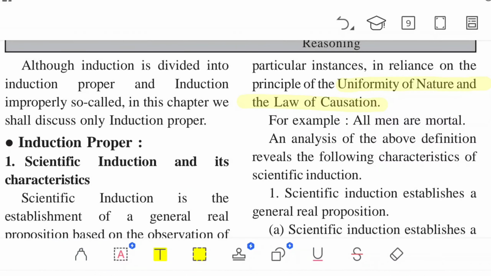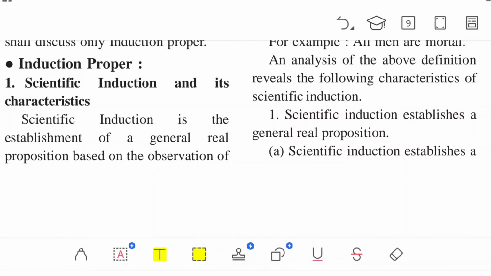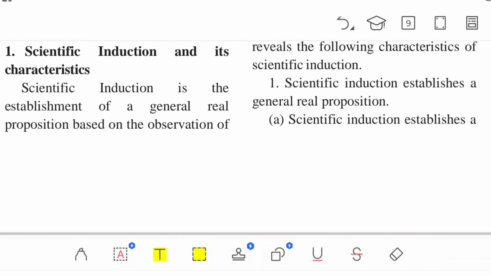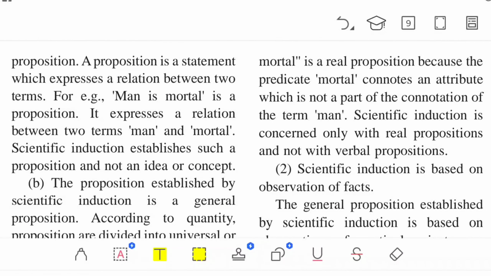Now let's see an example: all men are mortal. An analysis of the above definition reveals the following characteristics of scientific induction. Scientific induction establishes a general real proposition. It tries to conclude a general proposition. A proposition is a statement which expresses a relation between two terms. Man is mortal has two terms, man and mortal, and it expresses a relationship between the two terms.